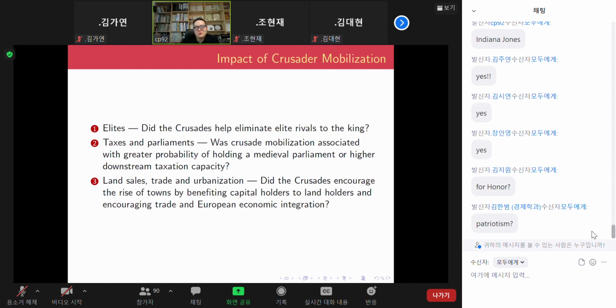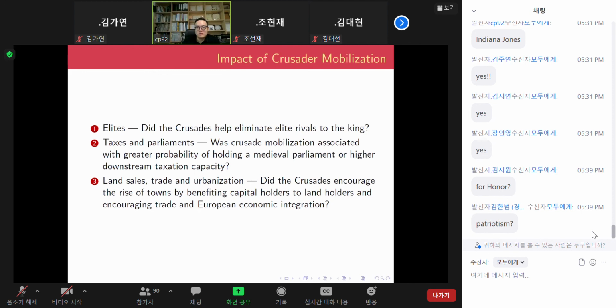Taxes and parliaments. Was crusade mobilization associated with greater probability of holding a medieval parliament or higher downstream taxation capacity? And the answer to that, we think, is yes. Again, for not only local nobles, not the vassal lords, but also some of the kings, the higher noblemen, when they went on expeditions as crusades, they had to mobilize a lot of resources to finance their trips. And one of the ways to do it was to collect more taxes. But in the process of collecting more taxes, you had to make concessions with those who are going to be taxed, right? So this is the classic argument for those with weak power, right? Weak rulers with not a lot of power, when they want to collect a lot of taxes, have to, in return, reciprocate by conceding some of their powers down to the vassal lords. And as a result, you see the formation of parliament.